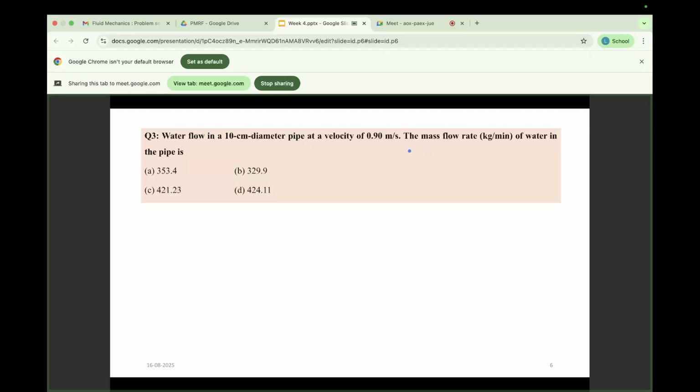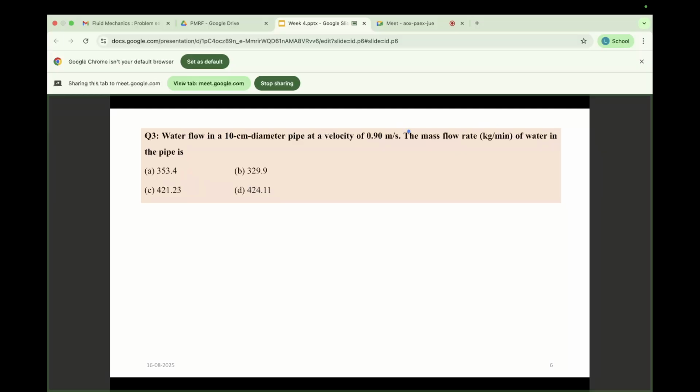It's a numerical question. So what is asked in this question? In this question, water flows in a 10 centimeter diameter pipe at a velocity of 0.90 meter per second. You are asked to find the mass flow rate of water in the pipe.